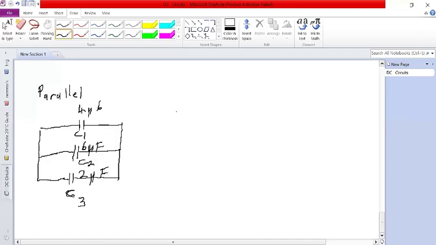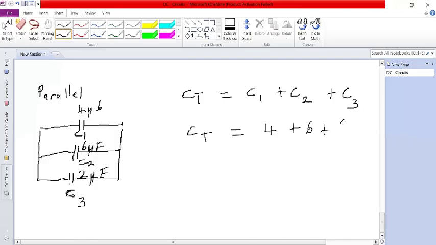Let's move on to capacitors in parallel. For capacitors in parallel, it's similar to resistance in series. So the formula for capacitors in parallel is CT is equal to C1 plus C2 plus C3. So CT is equal to C1, which is 4, plus C2, which is 6, plus C3, which is 2. So the total capacitance is going to be 12 microfarads.